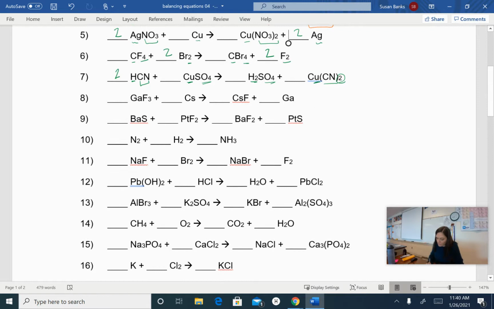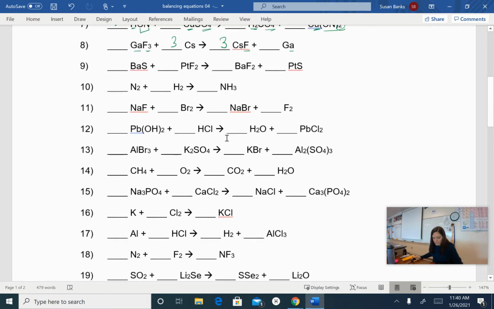Okay, number 8. Let's see, 1 gallium, we're okay. 3 fluorines, and 1 fluorine. So I'm going to multiply this by 3 so I can get 3 fluorines. That gives me also 3 cesiums, so I need to multiply my cesiums by 3, right?